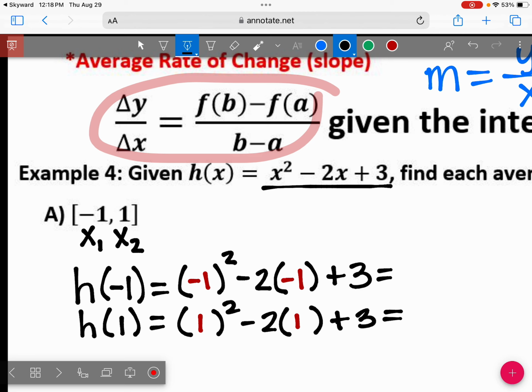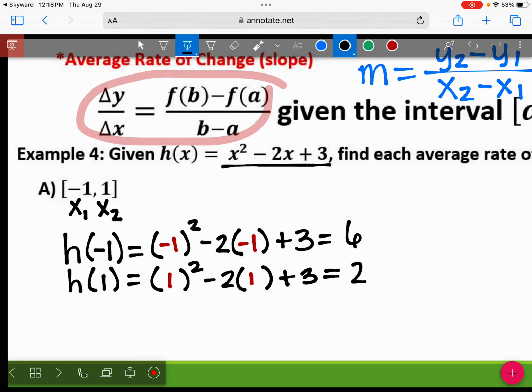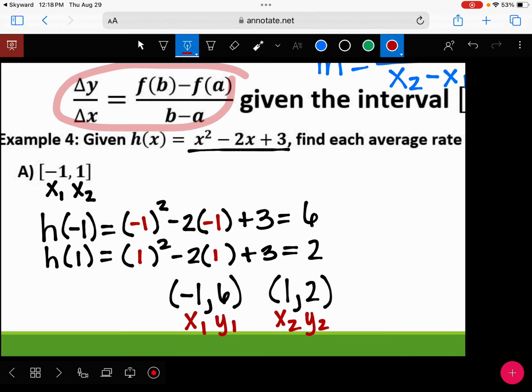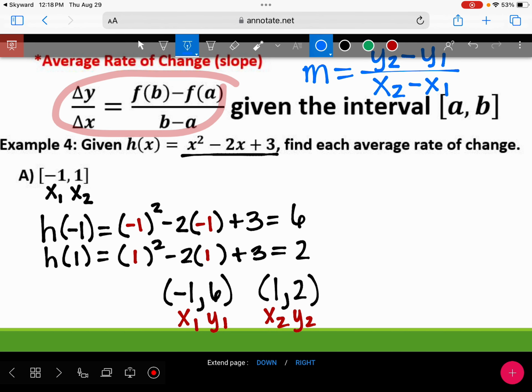I don't remember the numbers, so I need for y'all to tell me what they are. 6 and 2? Anybody else get 6 and 2? Anybody get something different? Okay, well, I'm going to go with it. 6 and 2. All right, so that means that these are our ordered pairs. So we have a point at -1, 6 and a point at +1, 2. So this would be my x1, y1, and my x2, y2. So now we just need to find the slope.